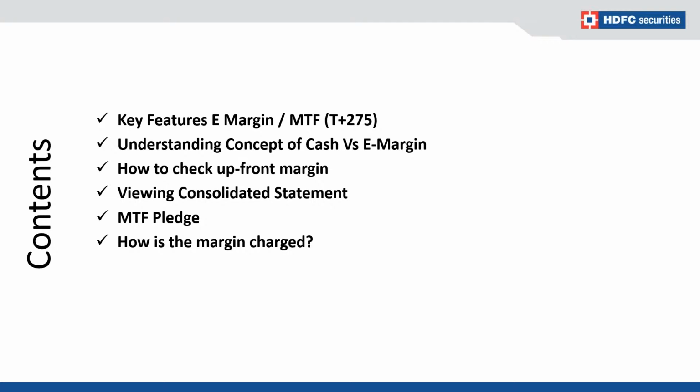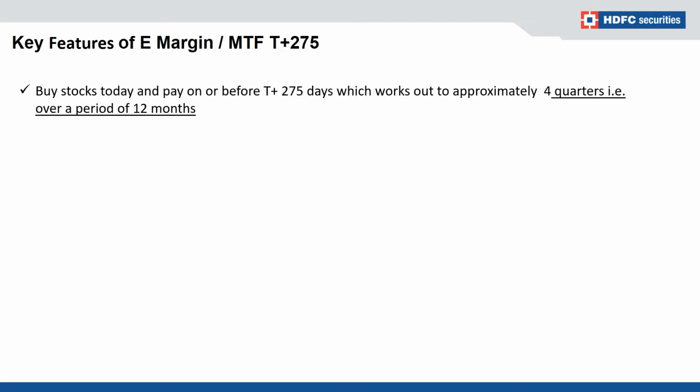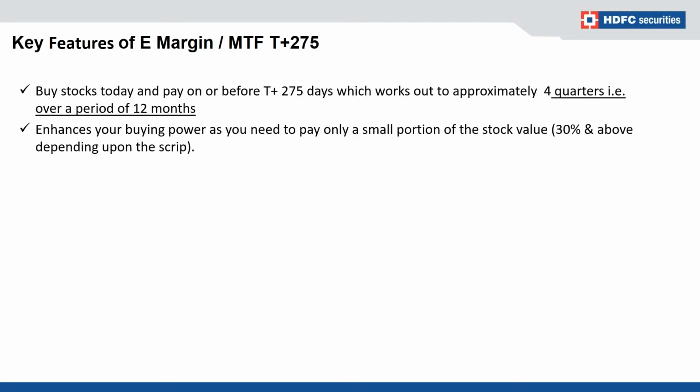When we talk about Emargin, the name itself says margin, which means buy today and pay on or before 275 days, which works out to be approximately 4 quarters. That is approximately 1 year. So your customers can pay a small fraction of the amount of money and enhance the buying power. Once enhanced, customers can pay the remaining amount up to a period of 12 months. That is 275 trading days.